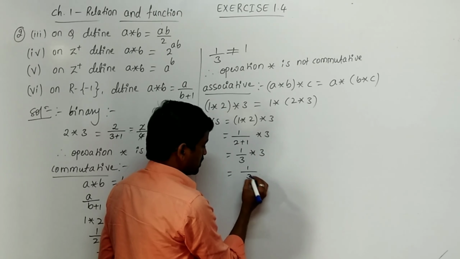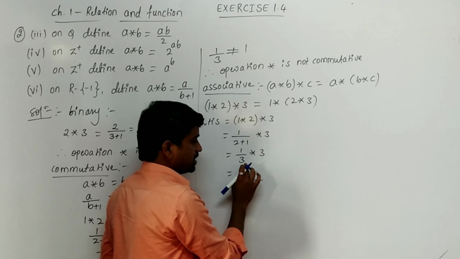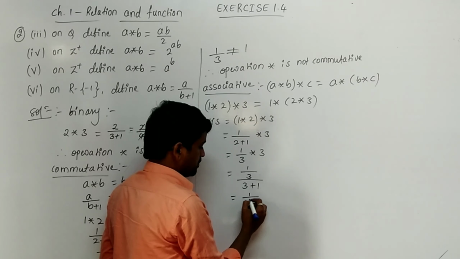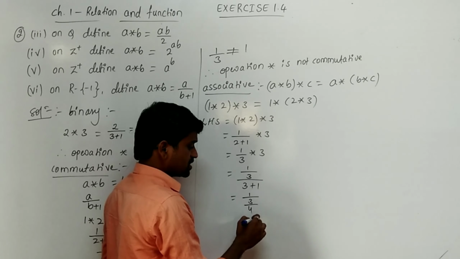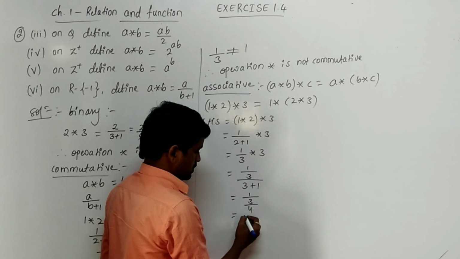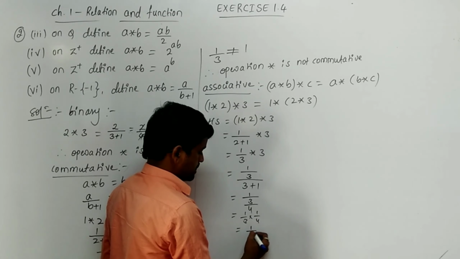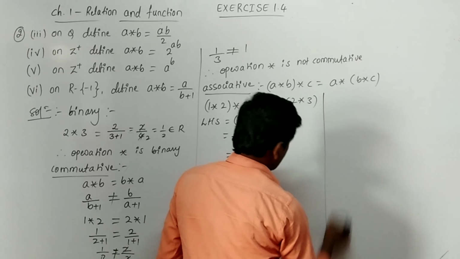1 by 3 divided by 3 plus 1. A is 1 by 3, b is 3, plus 1. It is 1 by 3 divided by 4. 1 by 3 means 1 by 3 into 1 by 4. It is 1 by 12. See RHS.